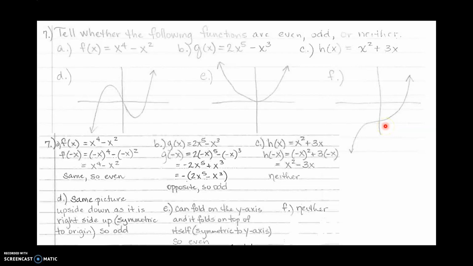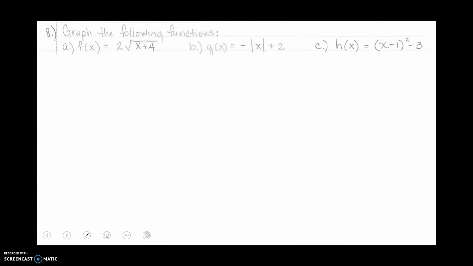And if I turn it upside down, right now my y-intercept is at, I don't know, like a -2 or 3. If you turn it upside down, that y-intercept is at like a +2 or 3. So it is not the same thing upside down as it is right side up. So that is what a neither would look like.